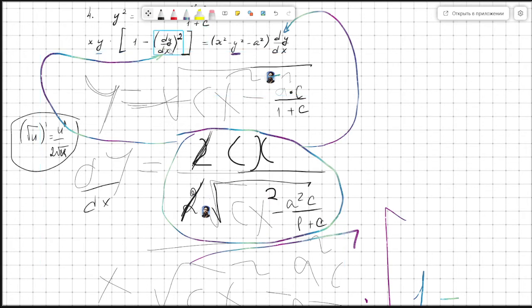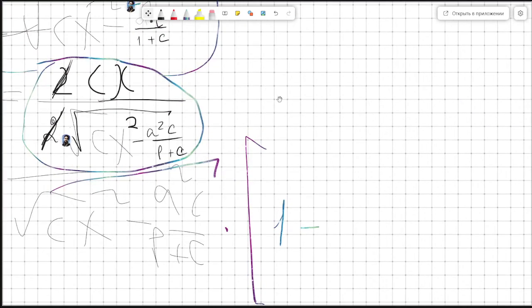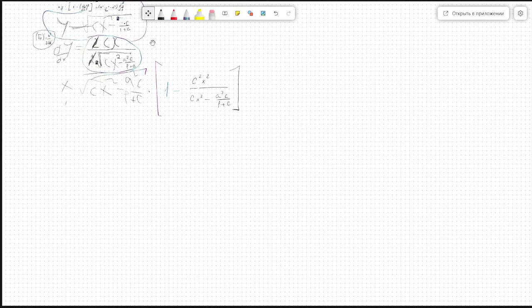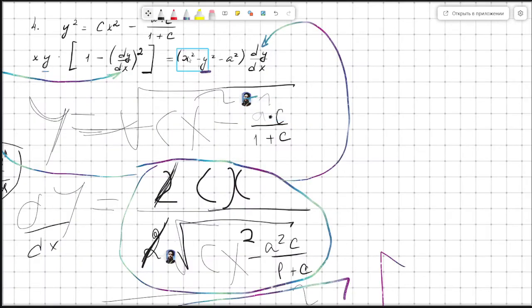1 minus dy over dx squared, yes? 1 minus dy over dx, which is cx over this root. And if we calculate the square, it means c squared x squared over the root squared. It means just the expression under the root. Yes? And yes, into bracket. And what do we have? We have x squared minus y squared minus a squared.